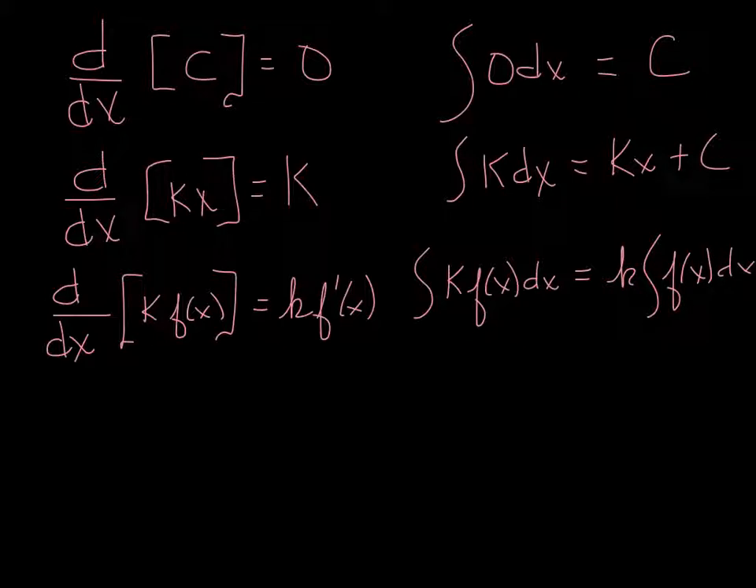Since we don't know what f of x is at this point, I can't really take that any further. If I knew what f of x was, I could go ahead and do some more with it. But we can always move this k to the outside. You can move a scalar, a number, to the front of the integral, and sometimes that makes it easier to calculate. Right now we're just looking at some basic properties of integration.